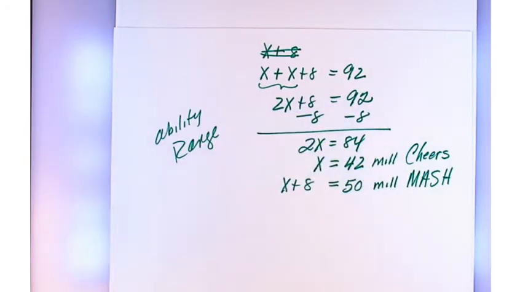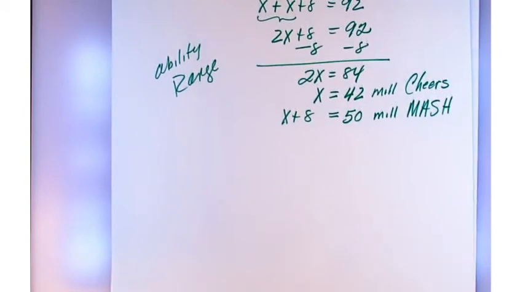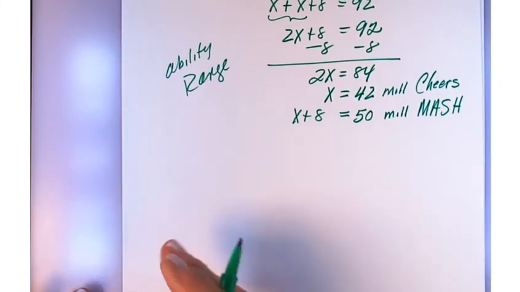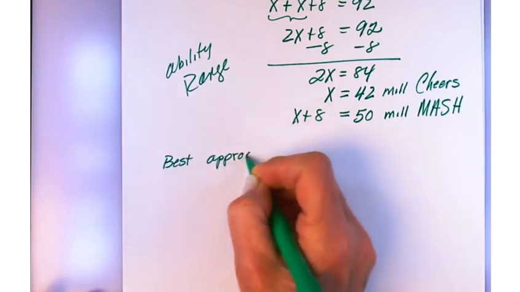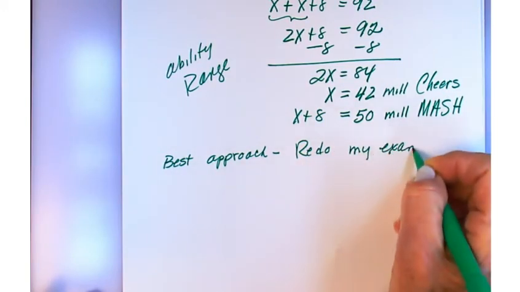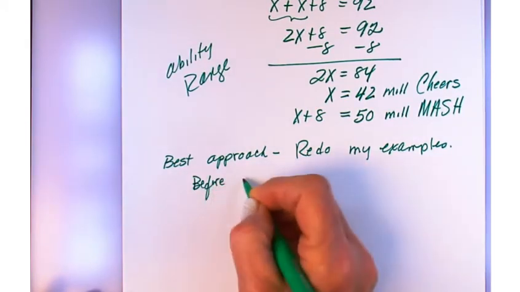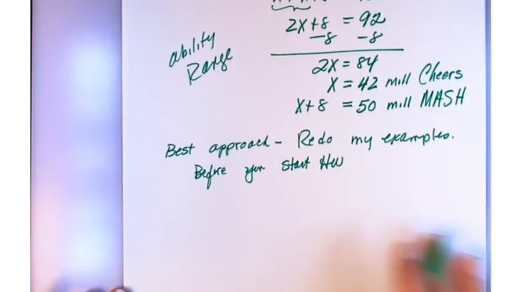The ones that I'm skipping are problems that you'll be doing in Math 1100 and in Math 1150. So you need to do these first so you get an idea of how to set problems up. Remember, the best approach is to redo my examples before you start homework. Okay? Redo my examples before you start homework.